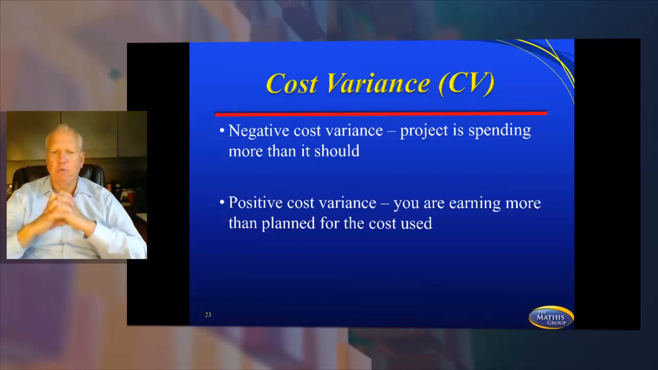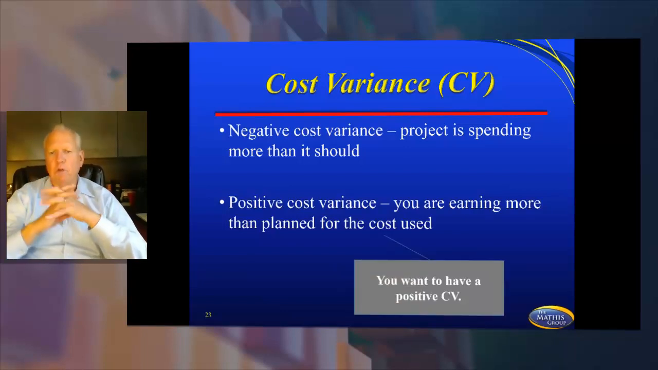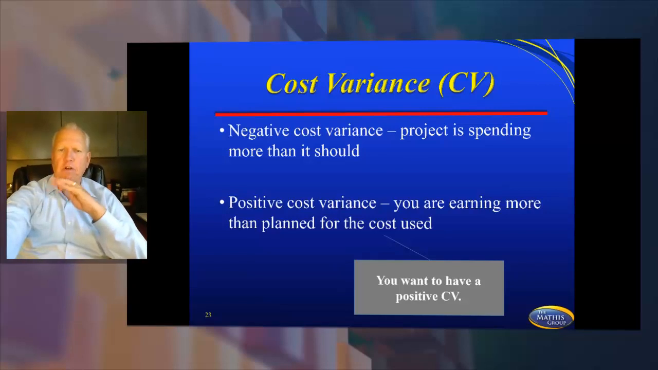Now that second bullet point always sounds real clumsy to me. What it means, if you've got positive cost variances, you're coming in under budget. That's all it means. You're coming in under budget. If it's positive, it's under budget. If it's negative, I'm coming in over budget. So you want to do your best to have a positive cost variance. So positive is good, negative is bad.